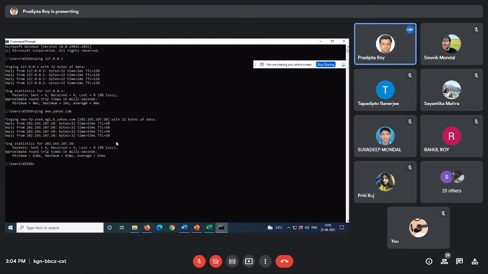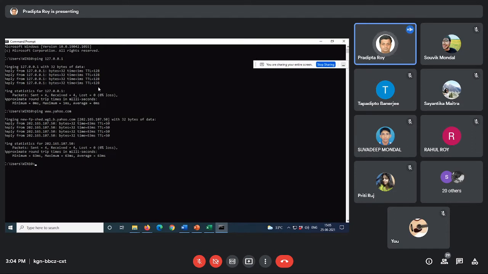But when we are sending a data packet to the Yahoo server, it has to cross some junction points, some routers. So how many routers has it crossed? Just subtract the value 50 from 128. What will be the value? The value will be 78. That means there are 78 junction points between my machine and the Yahoo server.